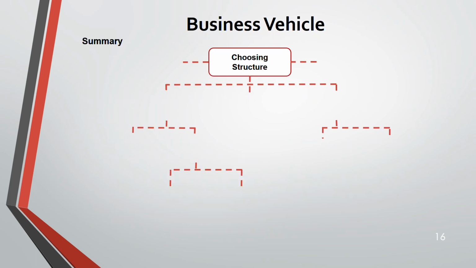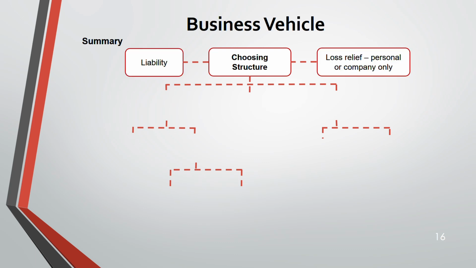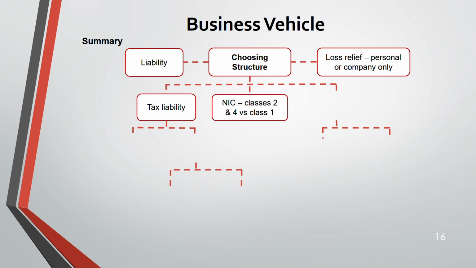Now, this is the summary of the business vehicle. So when you are choosing the structure, see the liability, the loss relief, okay, tax liability, the NICs: Class 2 and 4 versus Class 1 NIC. Class 2 and 4 you have to pay as a sole trader. Class 1 if you are a company, because you are giving benefits to the employees. Then capital taxes.